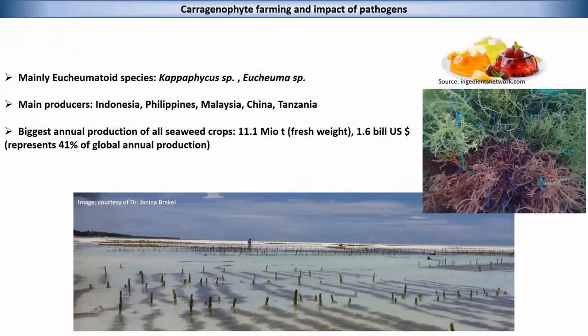A second important seaweed sector is the carrageenophyte industry. And here the main carrageenophytes cultivated are Kappaphycus and Eucheuma species, and main producers here are Indonesia, the Philippines, Malaysia, China, and Tanzania. The eucheumatoid cultivation constitutes the biggest annual production in terms of fresh weight.